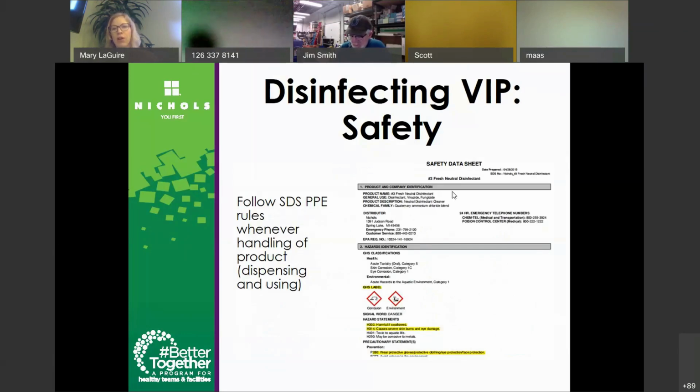And this example I brought up, it's the Nichols No. 3 Fresh Neutral Disinfectant. In the areas I highlighted, you can see the GHS labels in the red diagrams there show that it's corrosive and hazardous to the environment. Because it's corrosive and hazardous, it's harmful if swallowed, can cause severe skin burns and eye damage. So for precautionary PPE, wear protective gloves, clothing, and face protection. So anytime you're handling this chemical, whether you're dispensing it, using it, you want to make sure you have that PPE or you could get seriously injured.